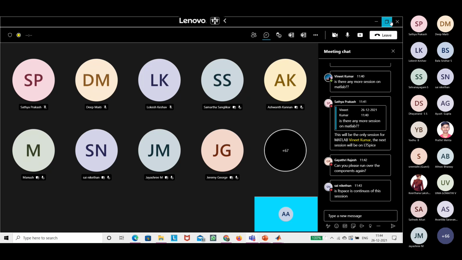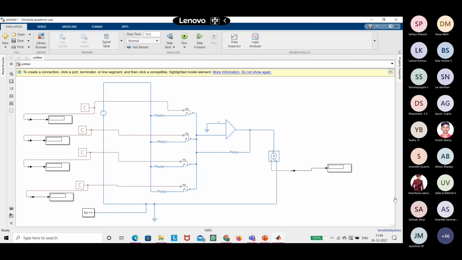So this is the search for operational and you will get the op-amp. This is the resistor which is being used. Then this is the PS switch. This is the DC voltage source. This is the PS constant. This is the display, and you will be needing a PS to Simulink converter over here as well, four of them here and one of them here.